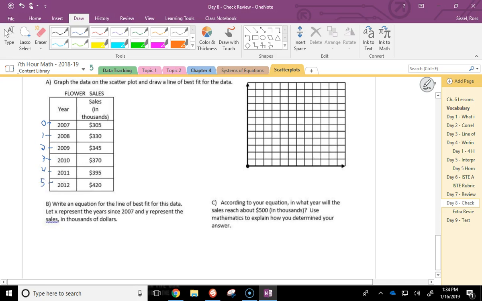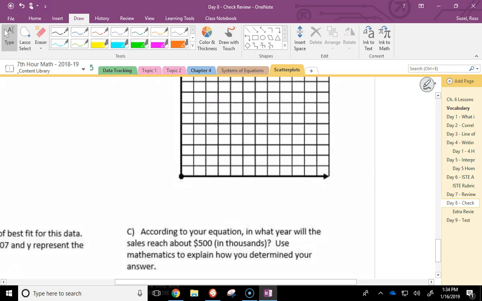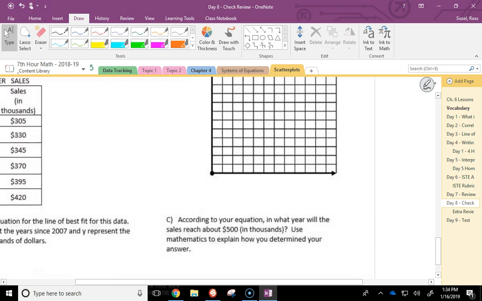If you still wrote 2007, 2008, and so on on your bottom axis, it will be okay. You won't lose points, but I'm going to show you why I'm doing it this way. It makes it easier when you're interpreting it. Now, I have 12 spots, and I only have to use 5 of them. So I can skip count by 0.5, so my scale could be a half. So I'm going to say 0, 0.5, 1, 1.5, 2, 2.5, 3, 3.5, 4, 4.5, 5, and 5.5.